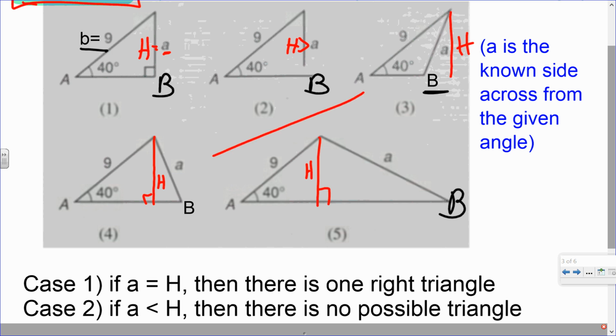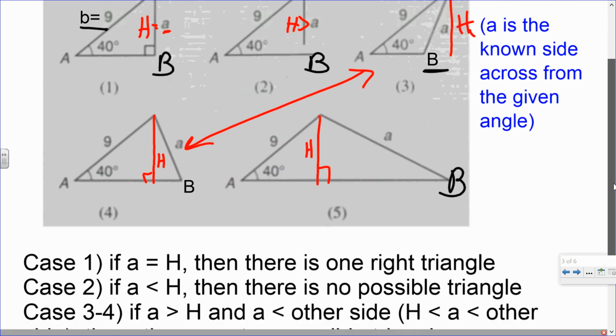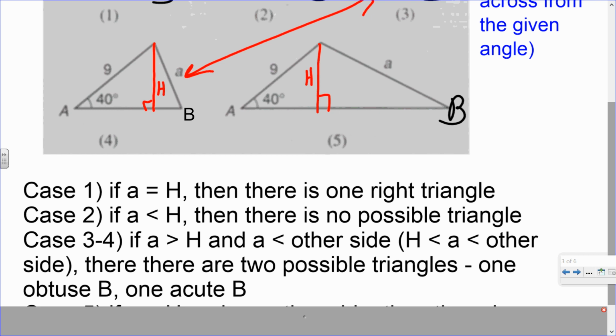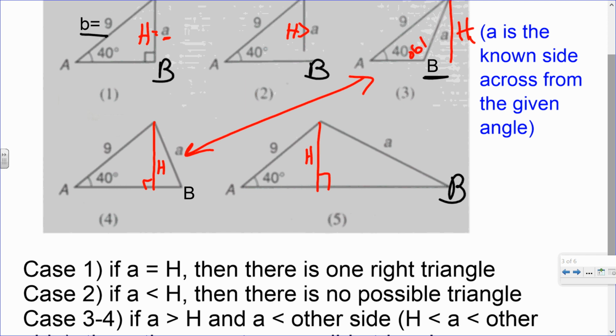If, for cases 3 and 4, remember that's when we have the ambiguous case, a is bigger than h, but a is short enough that I can swing to the left and not come out past the A. So if a is short enough that it can swing left or right and make a triangle, we've got the two possible triangles. Well, that means a has to be shorter than 9, or that lowercase b that we were talking about. So for cases 3 and 4, a is bigger than h, so we have to tilt it one side or the other and not go straight down, but a is also shorter than the other side. That's when we have two possible triangles. One with an obtuse angle here at B, and one with an acute angle here at B.